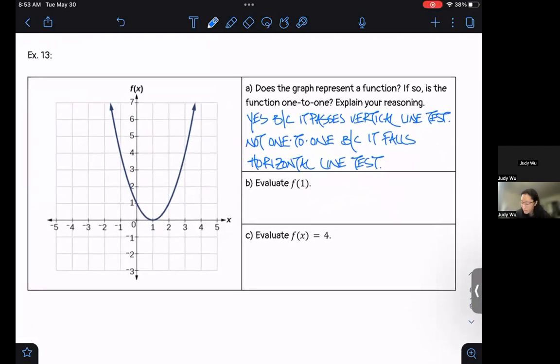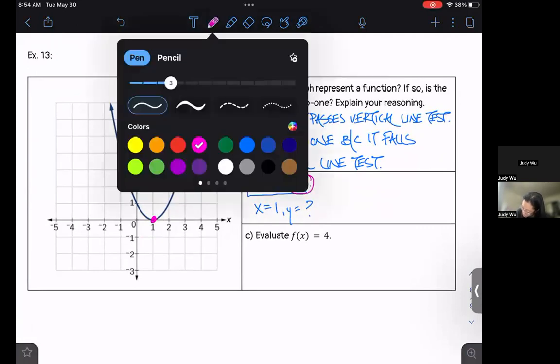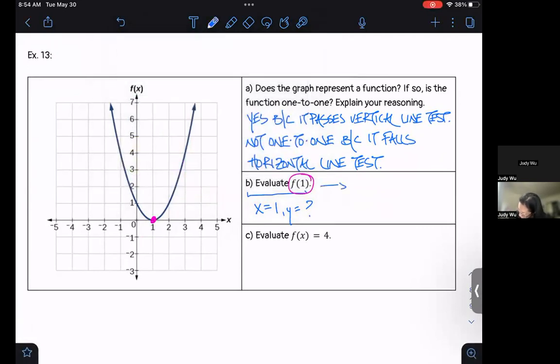Now, how do we find values on the graph, right? This says evaluate f of 1. This means x equals 1, and what is y, right? So on our graph, let's find x equals 1. That happens to be, let's mark this with a nice pink color here, right? F of 1, and this y value is 0, so f of 1 is equal to 0.